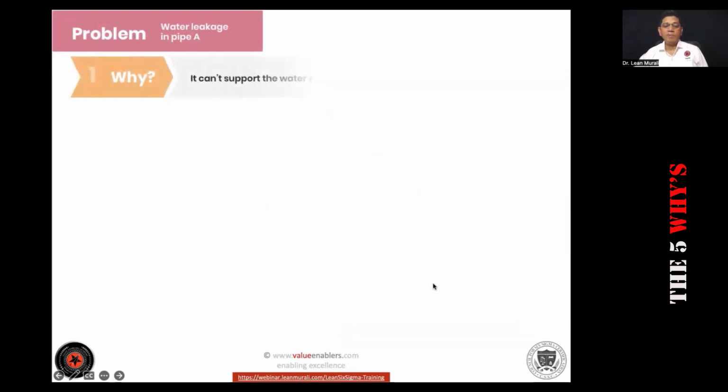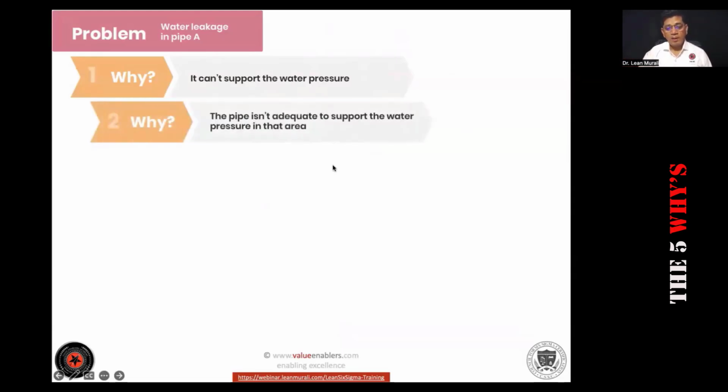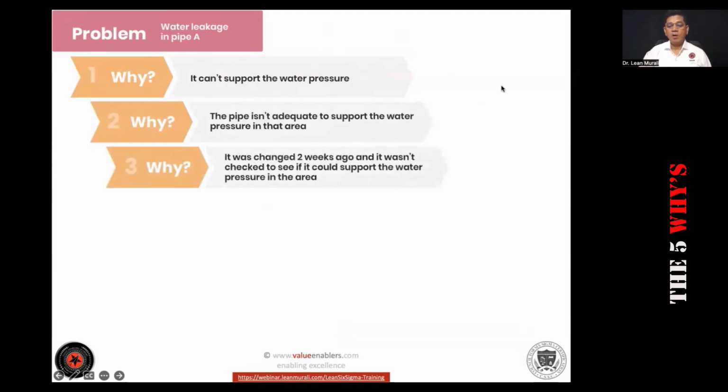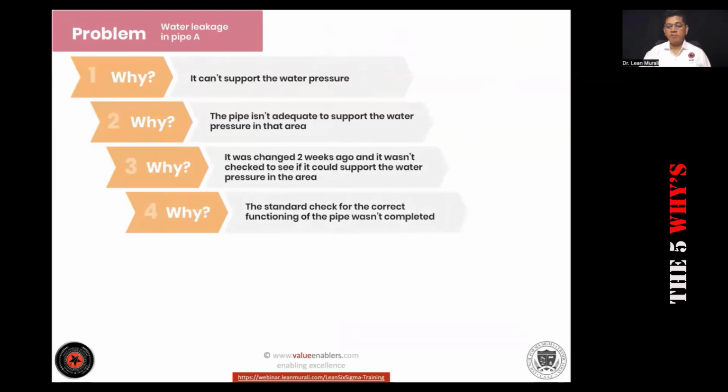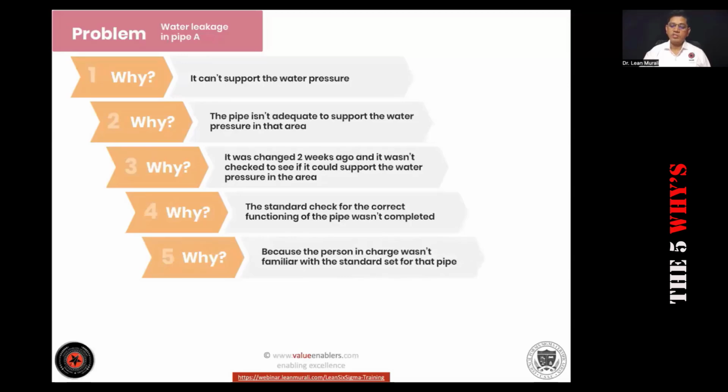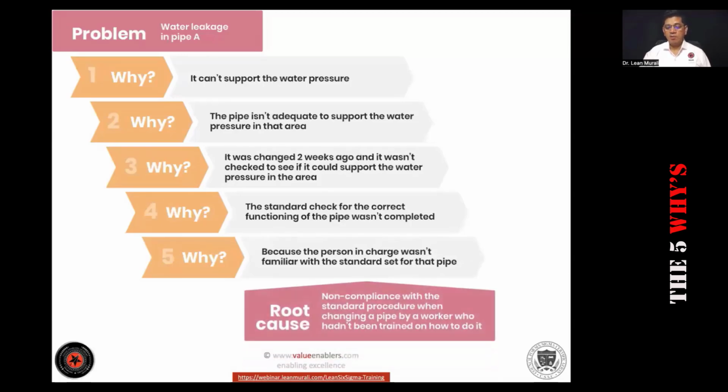Water leakage in the pipe, why? Whatever whys I give are just one of the ways; in the real situation you might have different whys. In this case, it can't support water pressure. Why? The pipe isn't adequate to support water pressure in that area. Why? It was changed 2 weeks ago and it wasn't checked if it could support the water pressure. Why? The standard check for the correct functioning of the pipe wasn't completed. Why wasn't it completed? Because the person in charge wasn't familiar with the standards. So, non-compliance with the standards when changing the pipe.